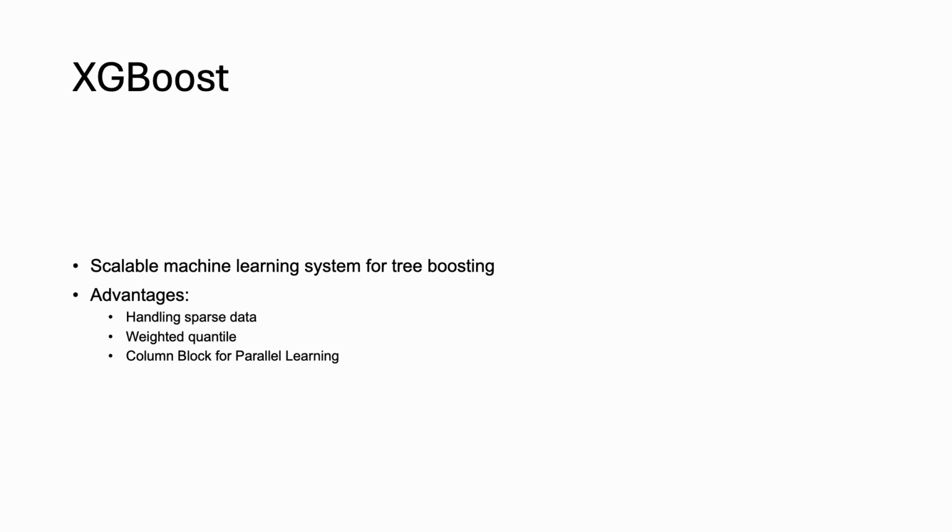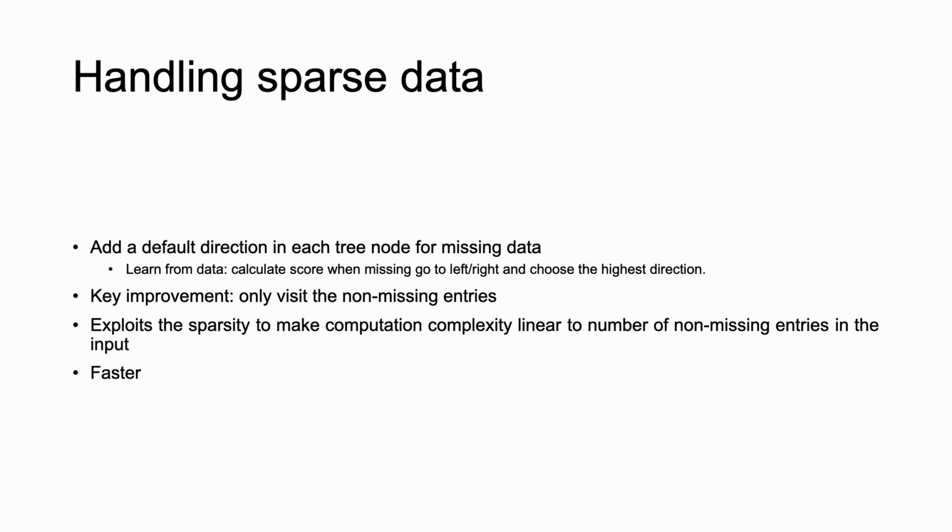Today we will talk about XGBoost. It's a scalable machine learning system for tree boosting. It has some advantages, namely handling sparse data, weight quantile, and column block for parallel learning.